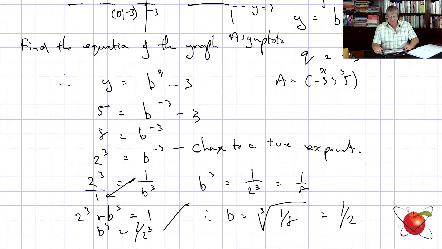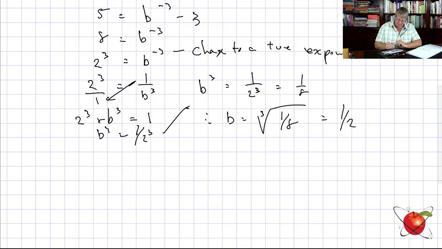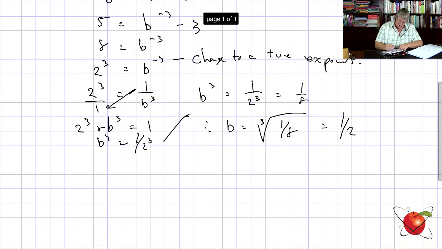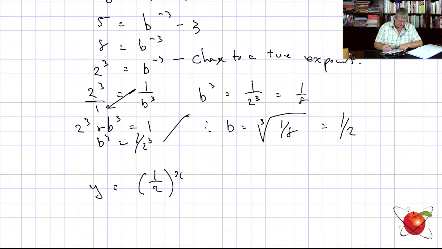All right. Then that basically allows us to write down the equation of that curve, which is then y equals b, which was a half, to the power of x minus 3, or you could say that is 2 to the minus x, minus 3. All right. That's how you do it for an exponential curve.